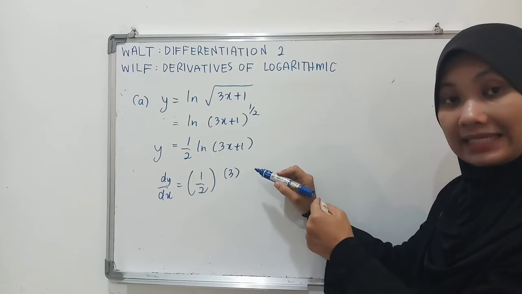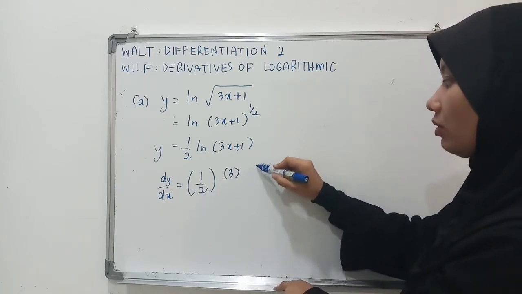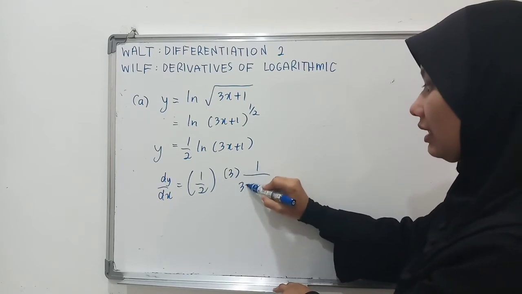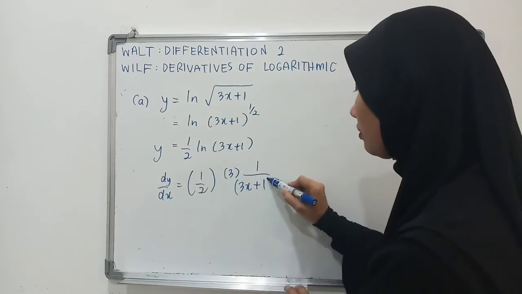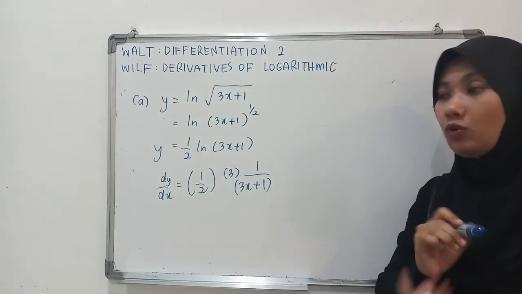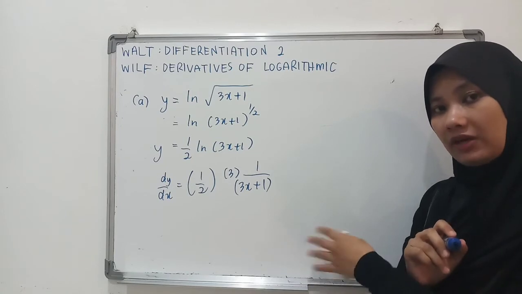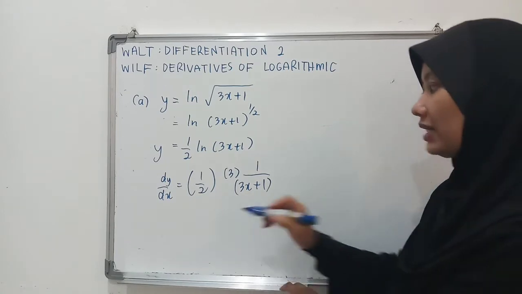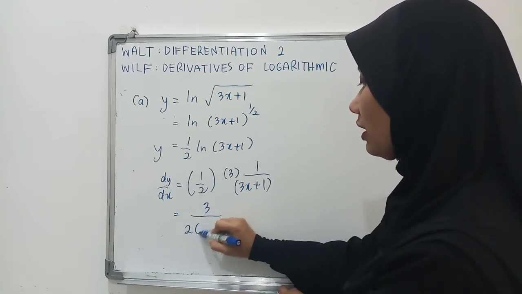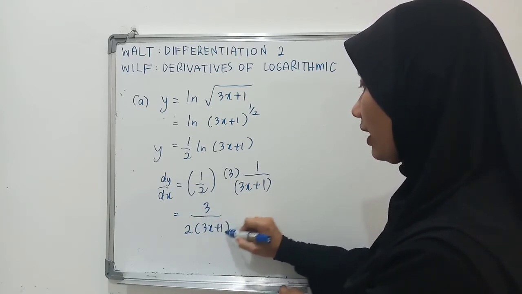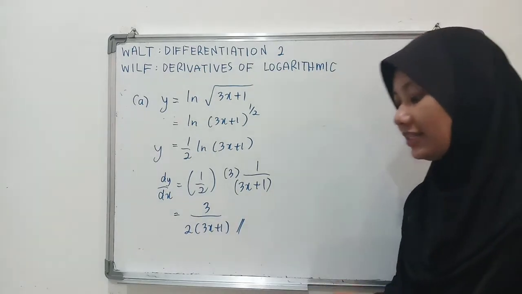Okay, next step, put 1 over, take the whole term, 1 over 3x plus 1. Okay, can put bracket if you want. The 1 point is okay. So you cannot leave your answer in that form. It's not very nice to see. Simplify your answer, so you will get 3 over 2(3x plus 1). Okay?